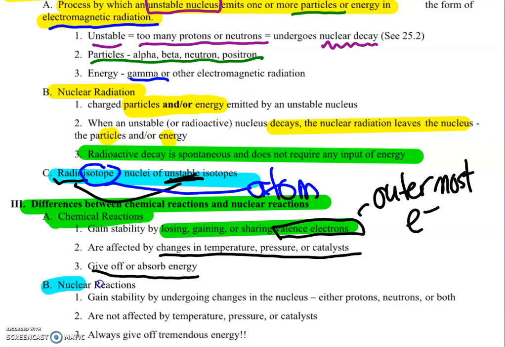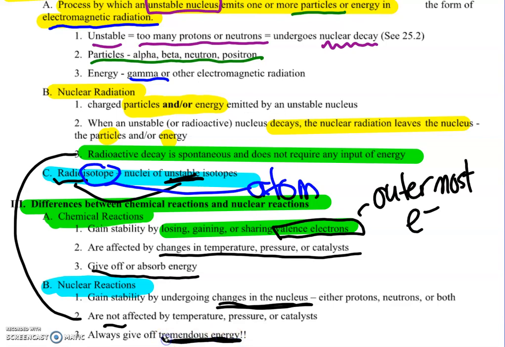However, in this chapter, we are focusing on those nuclear reactions from the radioisotopes. In nuclear reactions, atoms gain stability by undergoing changes in the nucleus. So we're going to the very heart of the atom. Either the protons, neutrons, or both will change in that radioisotope. They are not affected by temperature, pressure, or catalysts. Like we said, it is spontaneous and does not require any inputs. It always gives off tremendous amounts of energy, like we saw in the fallout video. So remember the fallout video we watched, where we saw the nuclear bomb tests.